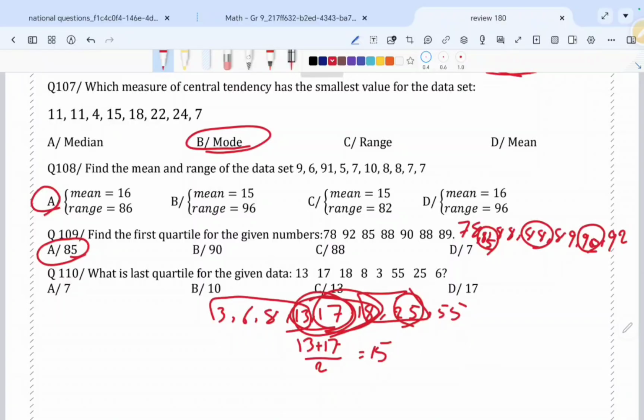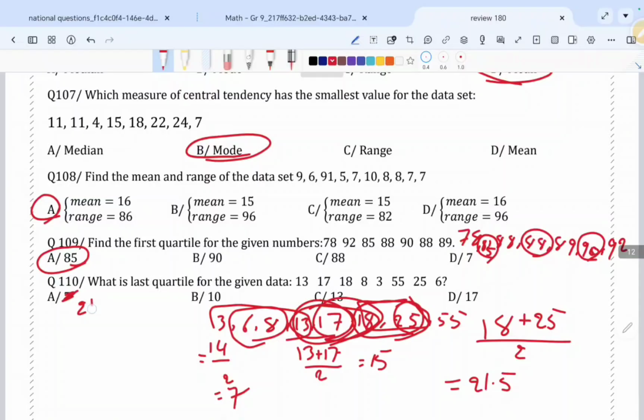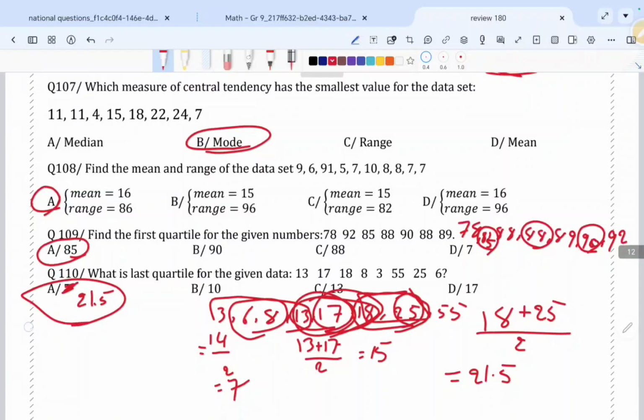Even this one, you have to add them. 6 plus 8 divided by 2 is equal to the first quartile: 14 divided by 2 is equal to 7. Third quartile, we have 18 and 25. 18 plus 25 divided by 2 is equal to 21.5. And there is no correct answer. I forgot to write it. Change this one to 21.5. And A is the correct answer.